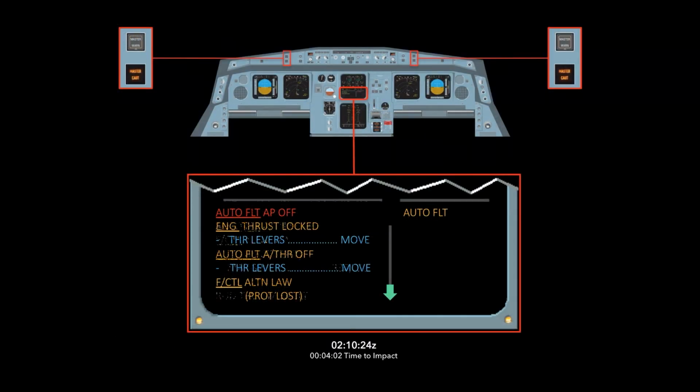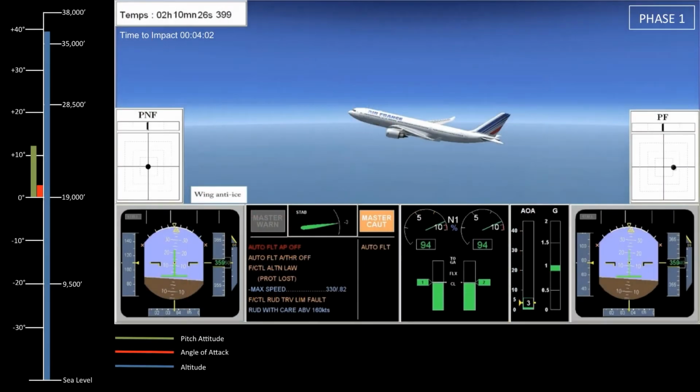The result of Bonan's actions are visible on the ECAM, with the thrust lock caution being removed from view. The auto thrust off memo, however, remains in view as a statement of fact that the auto thrust is indeed unserviceable, and as a testament to the fact that cockpit workload is preventing correct ECAM protocol from being implemented. 21 seconds after autopilot disconnection, the vertical speed reached a maximum value of 6,900 feet per minute as the aircraft climbed through 36,000 feet with a pitch attitude of 12 degrees.